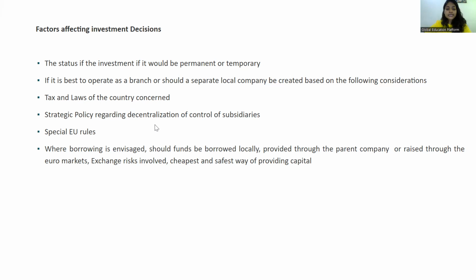Strategic policy regarding decentralization of control of subsidiaries, and special EU rules, European Union rules. Where borrowing is envisaged, should funds be borrowed locally, provided through the parent company, or raised through the euro markets? Exchange risk involved, and the cheapest and safest way of providing capital. So these are some of the elements they would consider when trying to move out, right? These are the factors that would affect the decision as well.